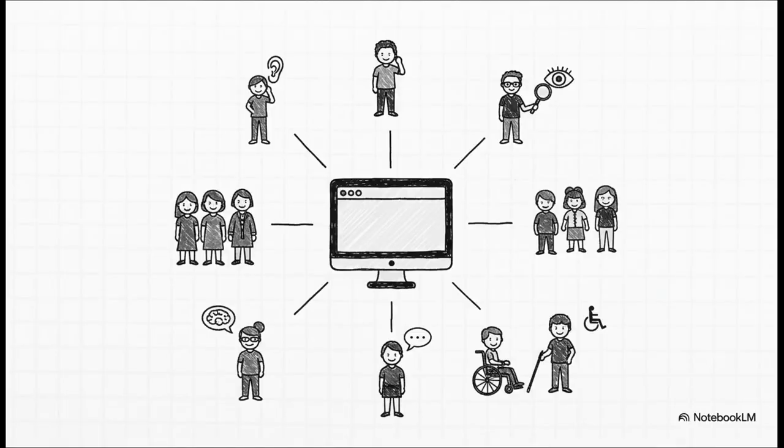Now, when we talk about who benefits, the list is huge. We're talking about people with all sorts of disabilities. Visual, auditory, physical, you name it. But here's the thing that most people miss. This also helps someone with a temporary injury, like maybe you broke your arm, or a new parent trying to browse with one hand while holding a baby. At the end of the day, accessibility just creates a better experience for absolutely everyone.